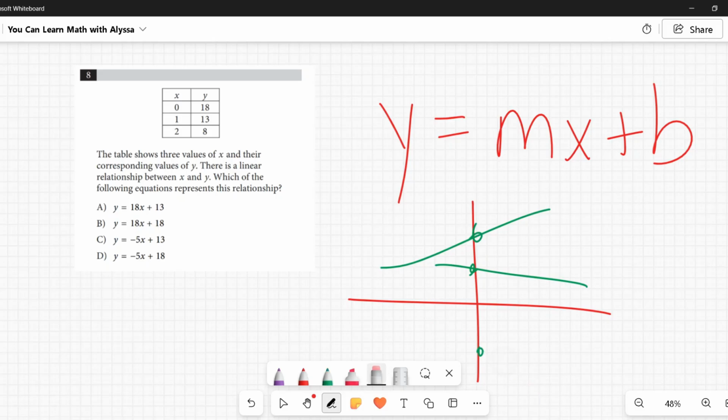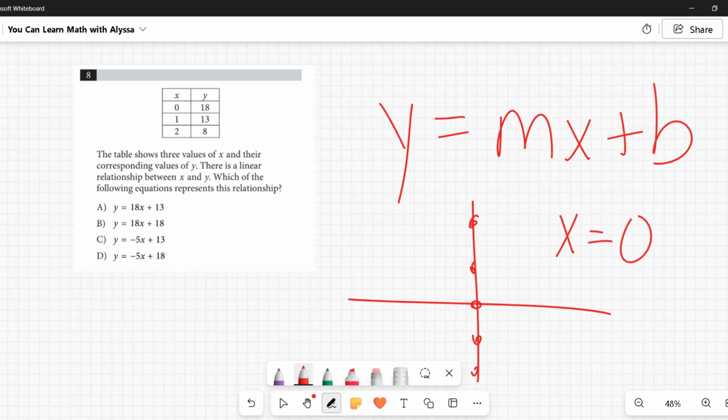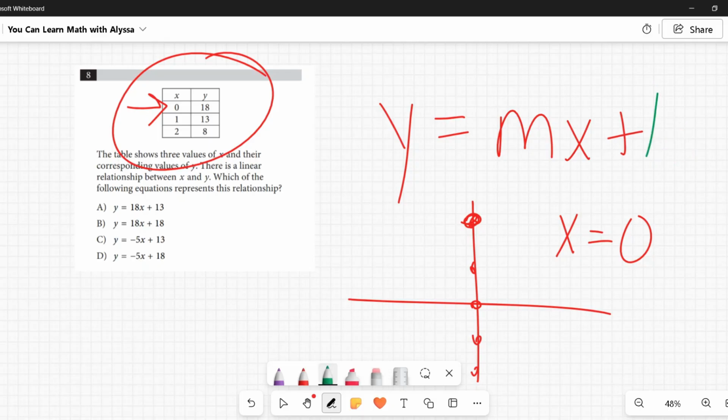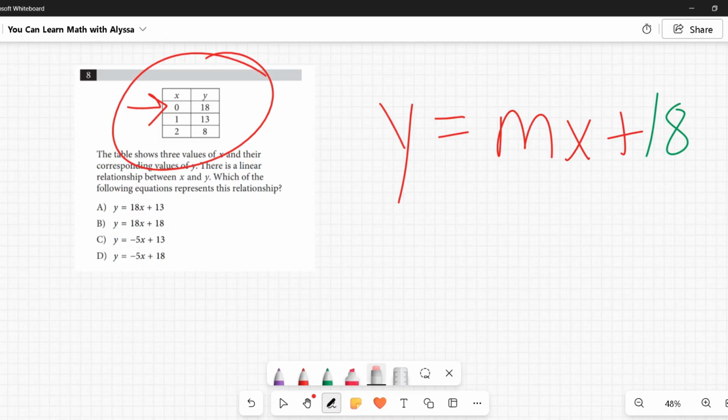That's it. If we're looking at the numbers, any point that's on the y-axis, that x value is going to be 0. So let's look at our chart over here, and sure enough, there is one where the x value is 0. So when x is 0, y is 18. That means it's going up near here somewhere, not drawn to scale, but that's going to be my y-intercept, 18. So I can get rid of that b and replace it with 18. That's my y-intercept.